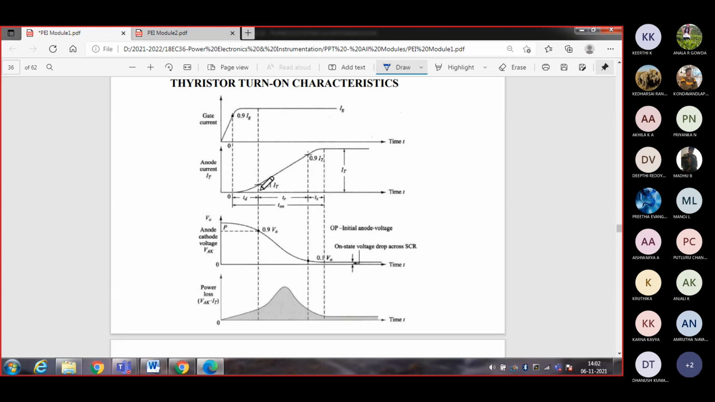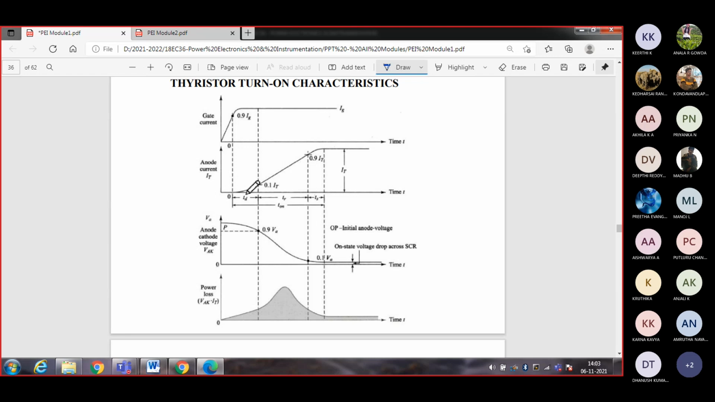From there onwards, anode current reaches 10%. So between that, you're able to find the voltage. See, 0.1 IT, 0.9 IT: 10% of the anode current, 90% of the anode current. From there, your anode current is increasing. But from the 10% of the anode current, you have to start up to 90% of the anode current.